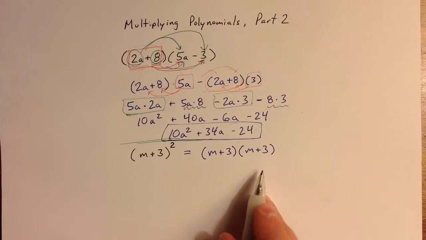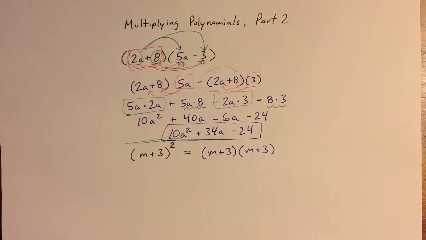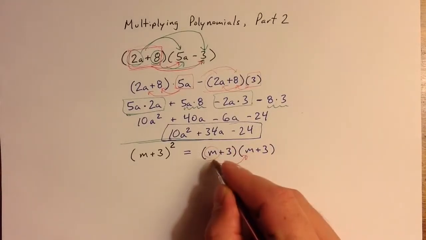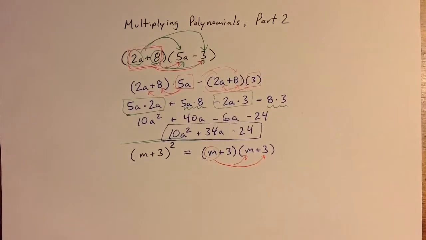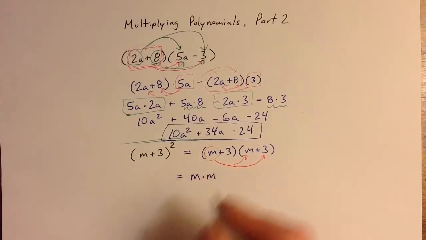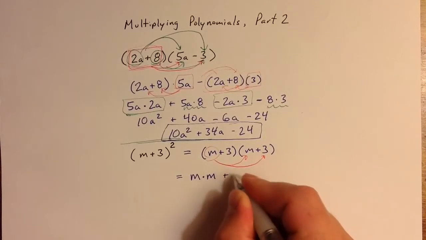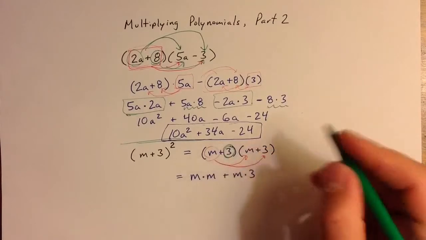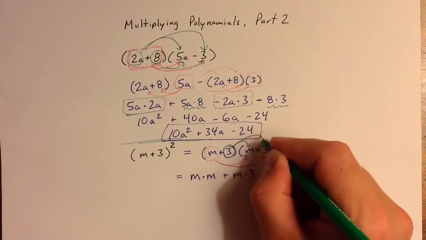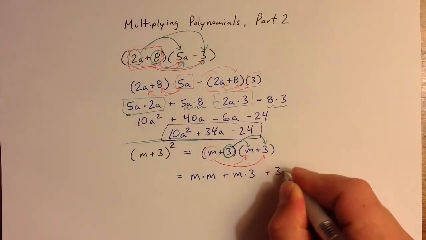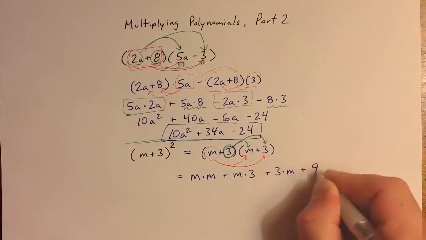So thinking about what I just said, I want to make sure that the m from the first polynomial is multiplied with the m and also with the 3 from the second polynomial. So two terms that are going to be part of my final answer are m times m, so that'll become m squared, and m times 3. But I also want to make sure that the 3 from the first polynomial is multiplied with the m and also with the 3 of the second polynomial. So I get a plus 3 times m and plus 9, plus 3 squared.